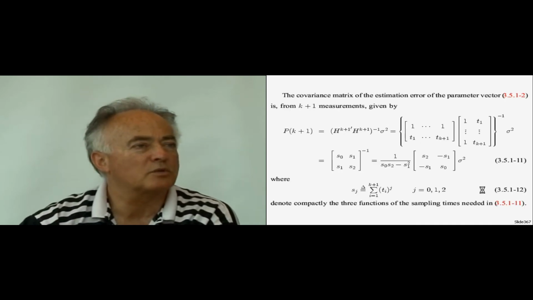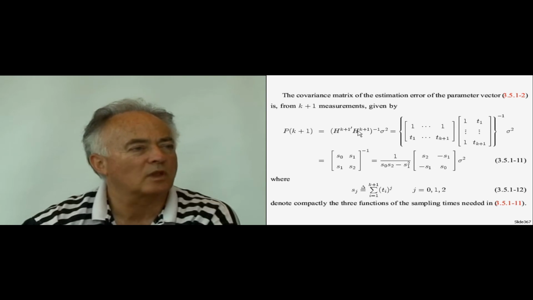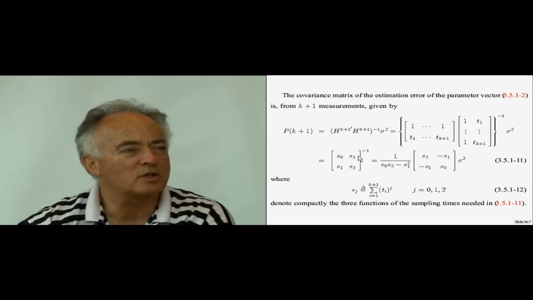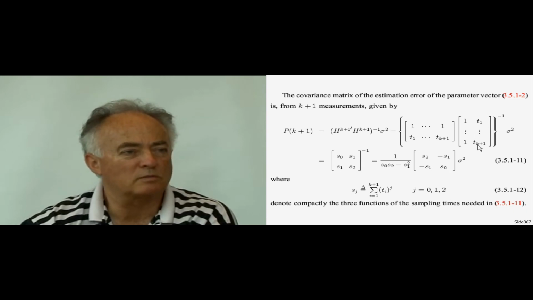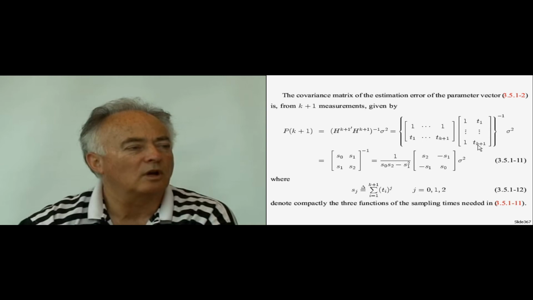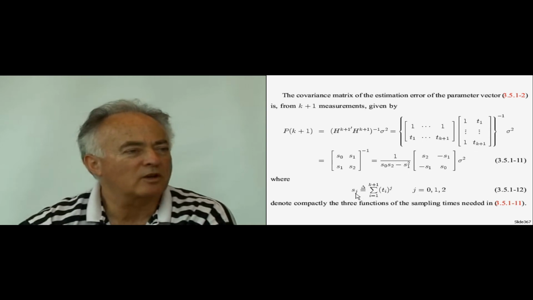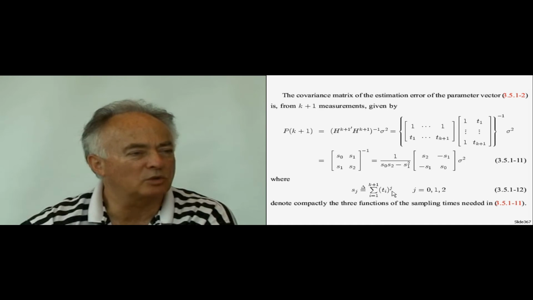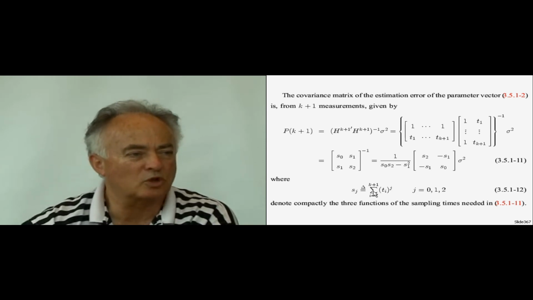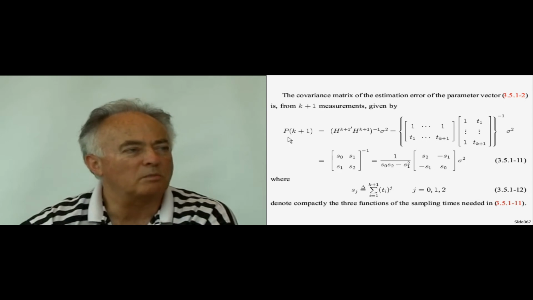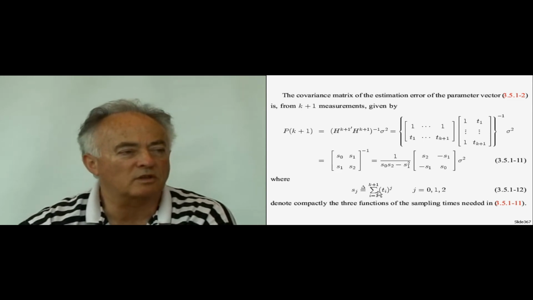Now, the covariance matrix that we have can be written explicitly, it turns out, in terms of the Ti's, these are the times at which the measurements are obtained. We can denote compactly with S sub j the sum of Ti to the power j for j equal 0, 1 and 2. Obviously for j equal 0 this is just k plus 1 because each is a unity. This is the sum of the times and the sum of the squares of the values of the times. And the P k plus 1 has a nice simple closed form expression in terms of these three sums.